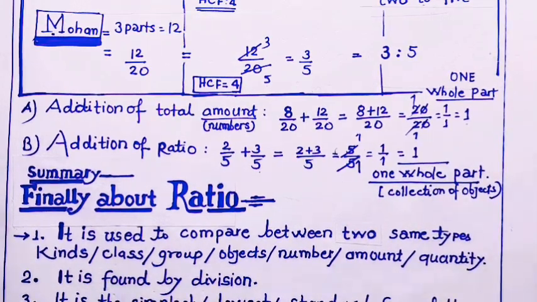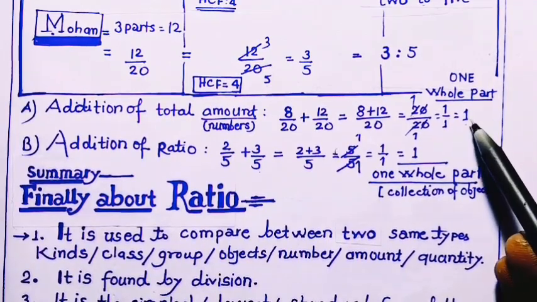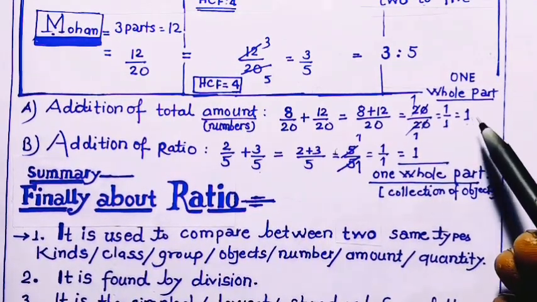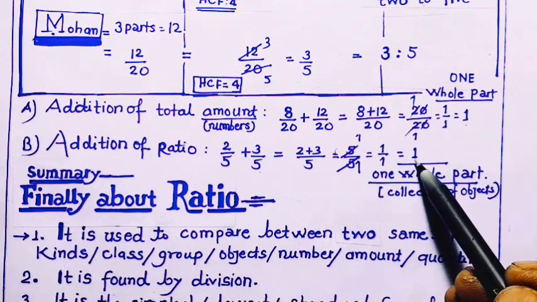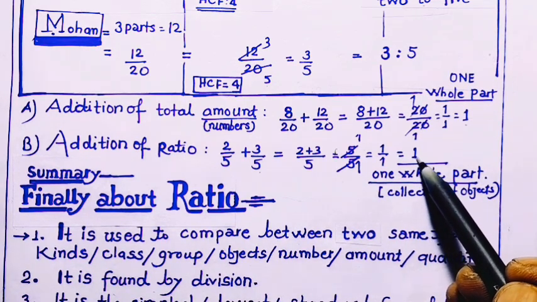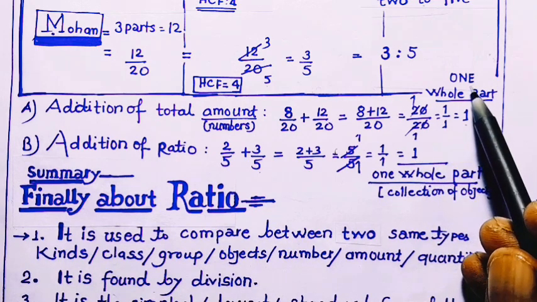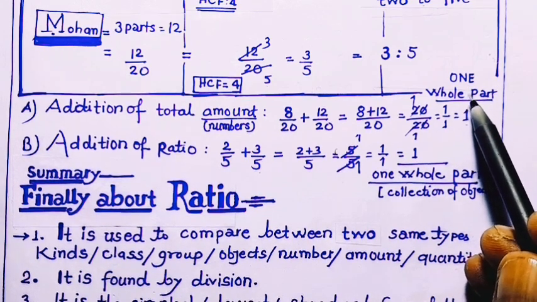So there is a difference between the addition of total numbers, exact numbers, and the numbers of ratio. But in both cases, the final result is 1. Here is 1, and it is also 1, and this one shows the whole part of 20 mangoes.